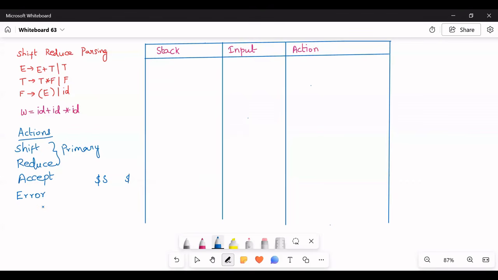The last type of action is the error action. Error action means whenever we cannot perform any shift action or reduce action. If the input buffer is empty, we cannot do any shift action. And if we don't have any handle, we cannot do a reduce action either. If we are not getting this configuration also, we can say it is an error action.